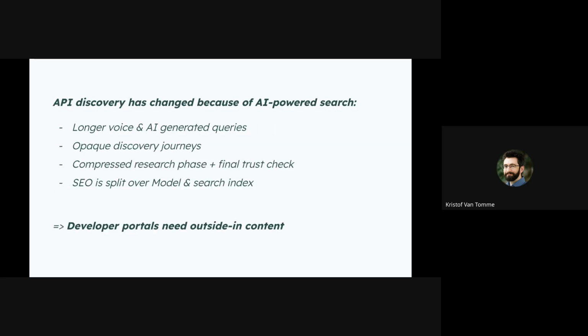And then the third one, I think this is the one that is the most real already today, is that API discovery has changed because of AI-powered search. You can now just use transcription to dictate a very, very long query. You can use AI to generate a query. So if you have a certain thing that you want to get done, AI could wrap what you're requesting in the context of where you are right now inside of a system.